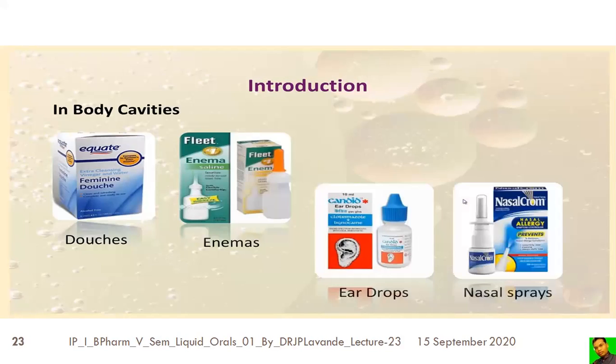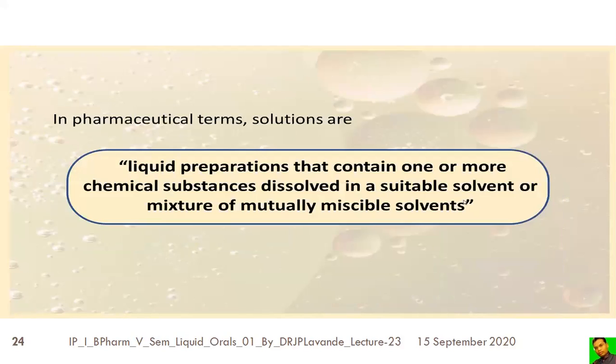Then the nasal spray, that is the nasal spray used in case of nasal congestion, in order to treat nasal infections. These are examples of solution kinds of dosage forms which are to be introduced into the body cavities. So let us see the example and the definition.